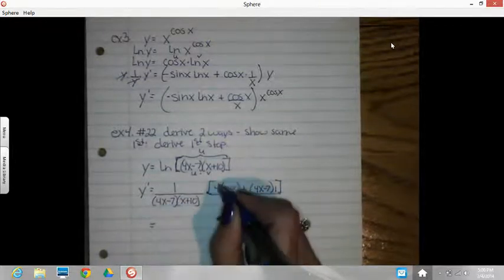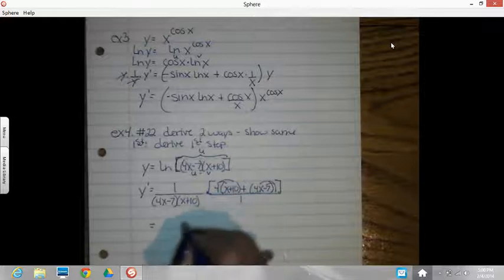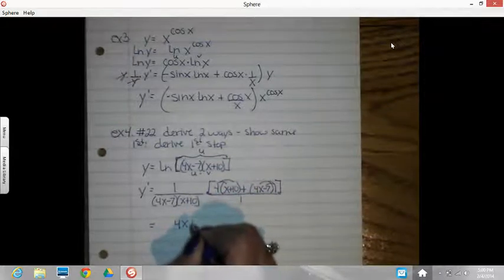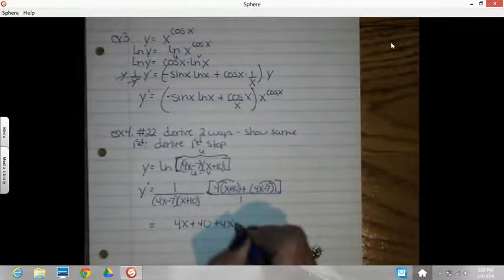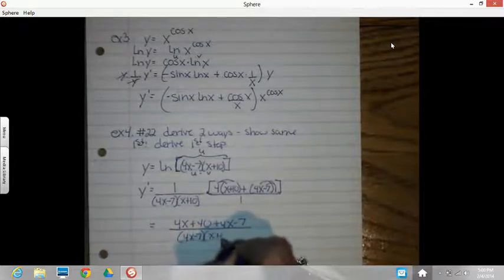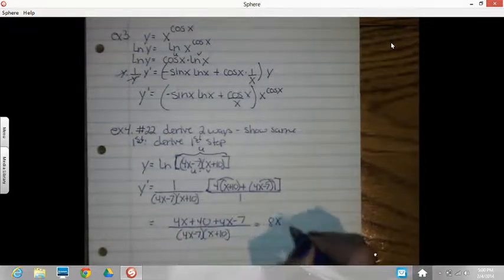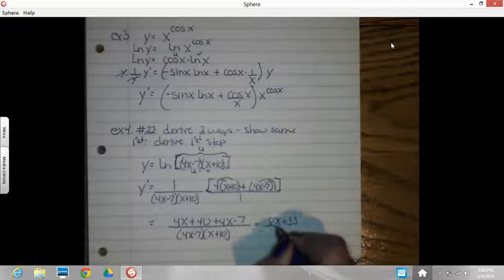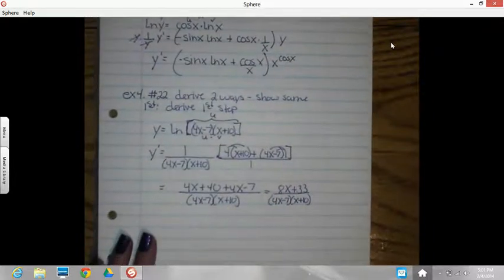So I'm going to distribute, and there's a 1 there. So let's see, I'll have 4x plus 40 plus 4x minus 7 all over these two. And then in the numerator, I'm going to have an 8x plus 33 all over 4x minus 7, x plus 10. Okay, there's the first way.